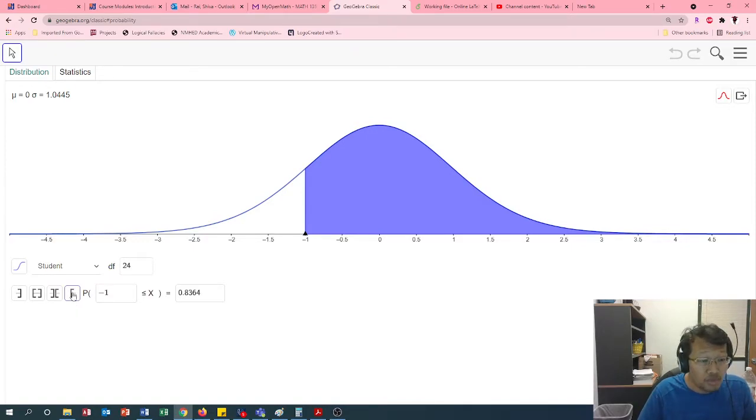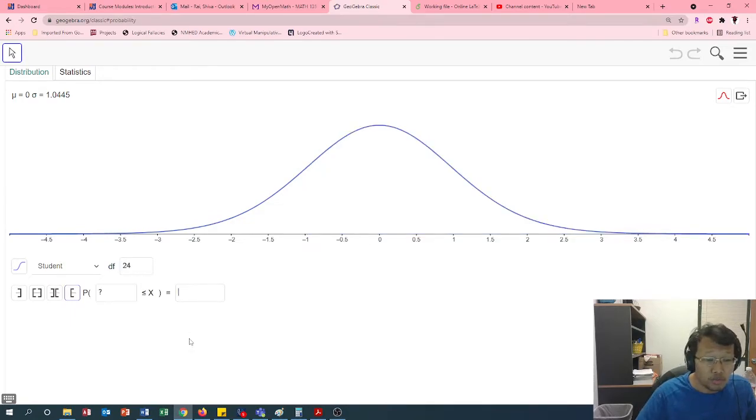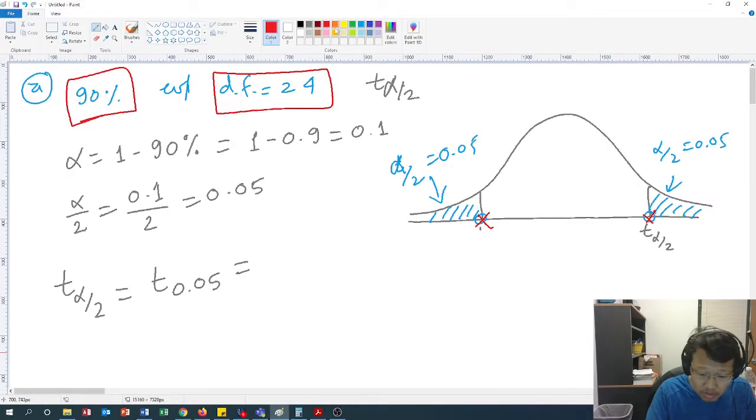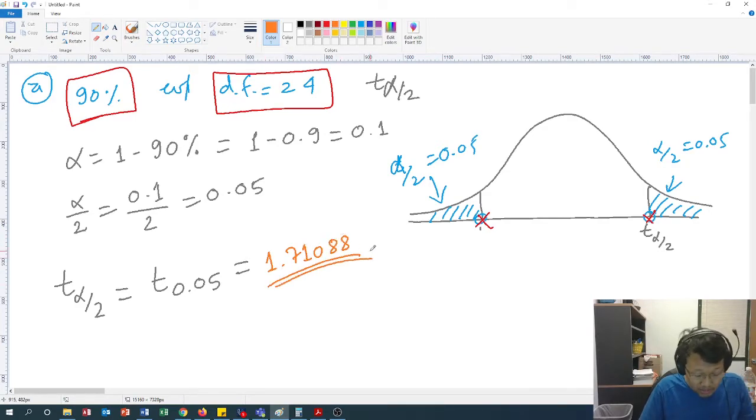So I am choosing the right hand side, and here we need to write down in this space, since this is the space for probability, 0.05. Write that down. So that would be 1.7109, or 1.71088. All right, let's write that down. So this is the T value for 90% confidence.